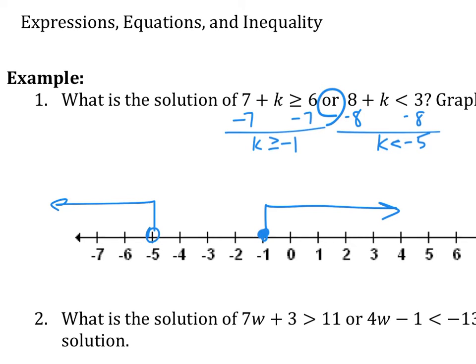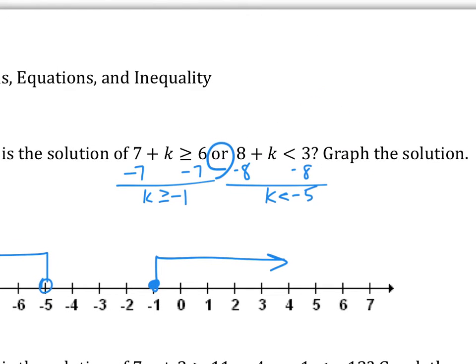If somehow you solved it and you end up with something like this, you know you did it wrong. If it says or, they shouldn't overlap. They have to point in opposite directions. Or if you end up seeing this, it's also wrong. It has to point in opposite directions. So please be careful. Now, how do you write this answer? You would basically just write this one or this one. Because there's no overlap, you cannot write it together.